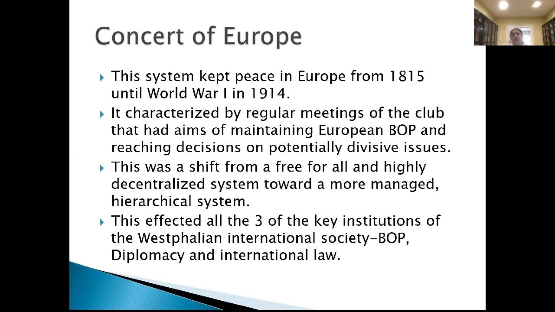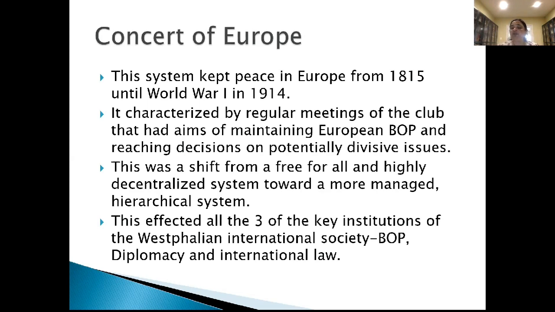Now, what was this concert of Europe? Many people, at least international relations theorists, think that this was a wonderful system that had kept peace in Europe. The system kept peace in Europe from 1815 until the World War in 1914. It was characterized by regular meetings of the club that had aims of maintaining European balance of power and reaching decisions on potentially divisive issues, meaning they regularly met, they kept in communication with each other. As we say, when you talk to each other, you resolve matters. In the same way, they decided to keep.